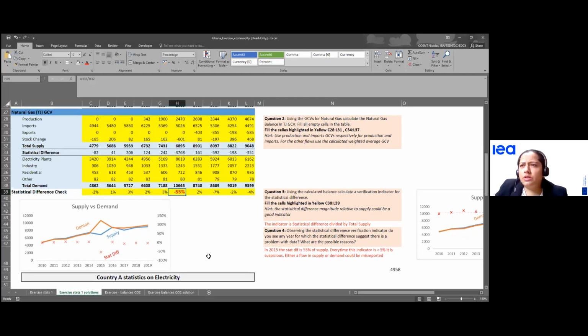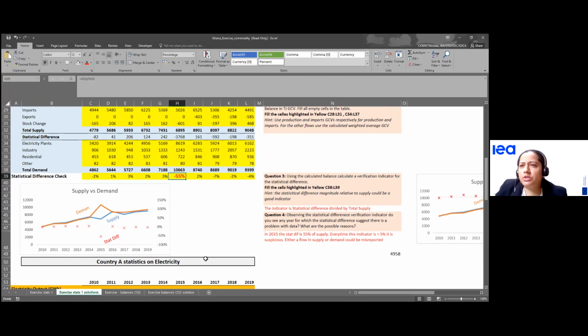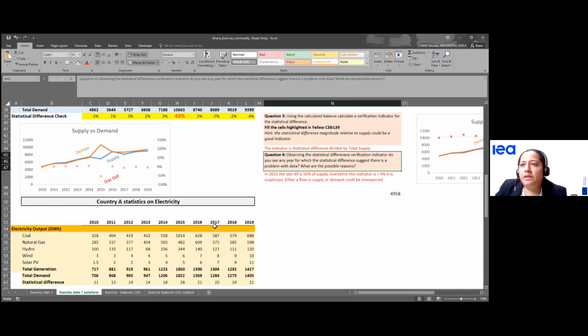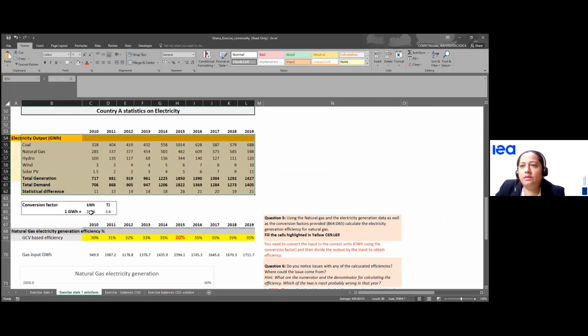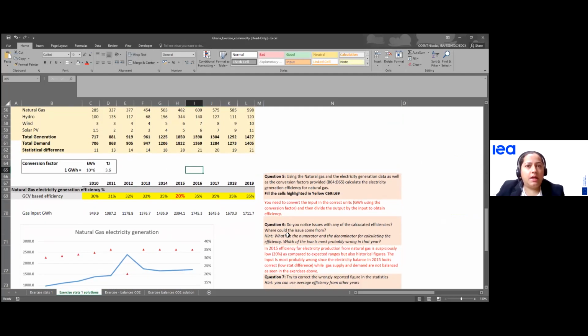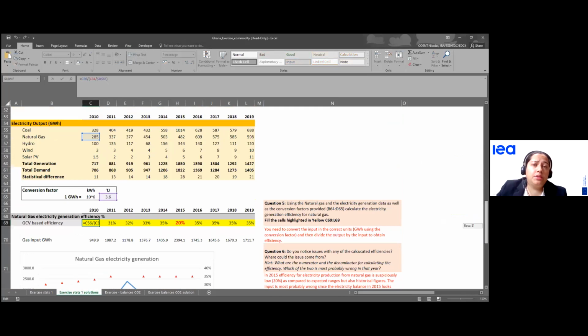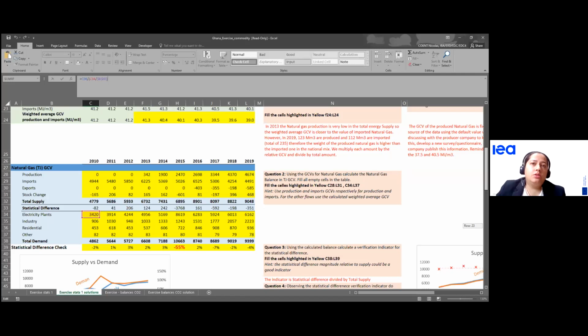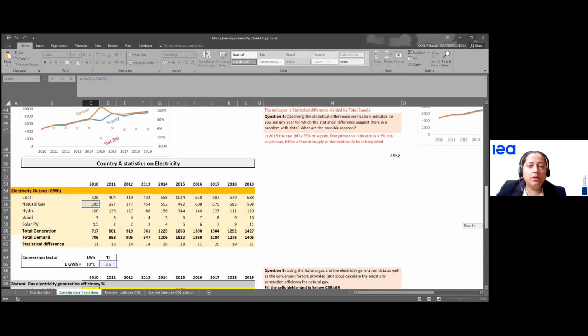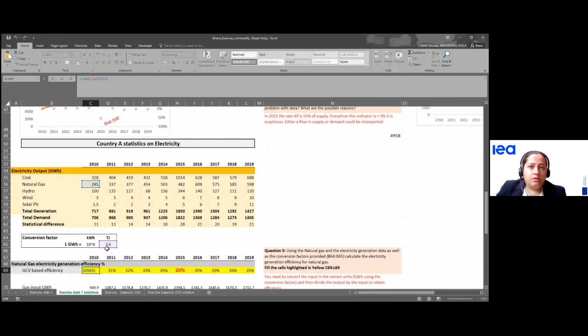And the question, so question 4, we just replied. And then question 5 is using the natural gas and electricity generation data, as well as the conversion factors provided, calculate the electricity generation efficiency. So efficiency is calculated as output divided by input. But here, your output is reported in gigawatt hour and your input is reported in terajoule. So here you need to convert your terajoule into gigawatt hour by using the conversion factor here.